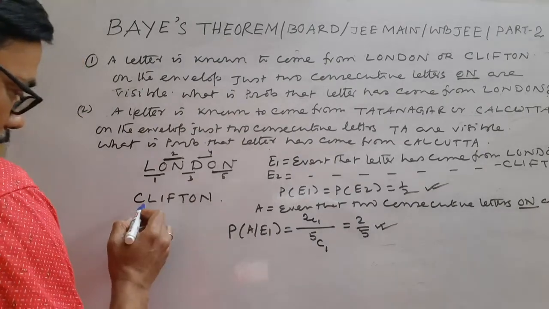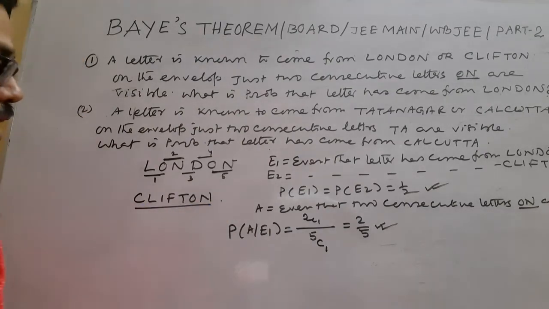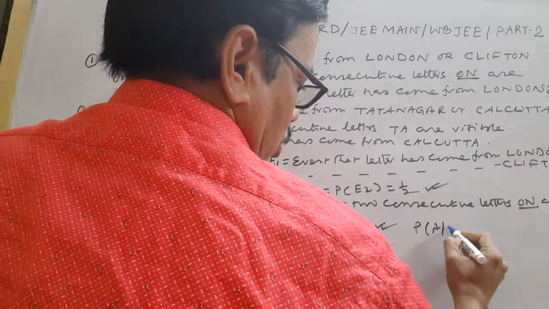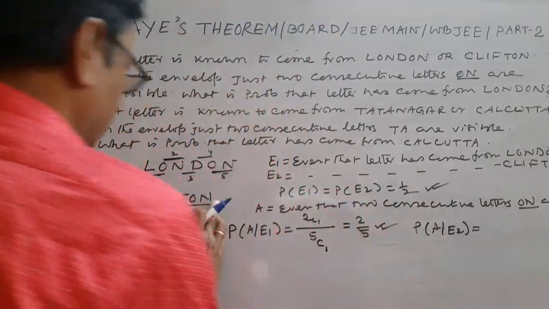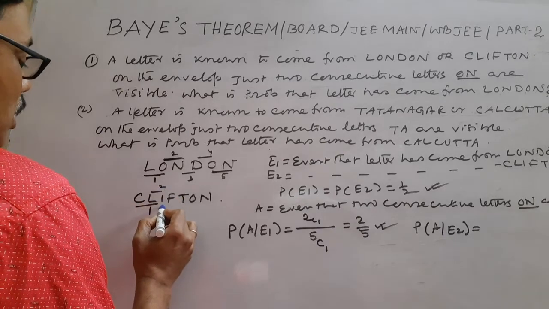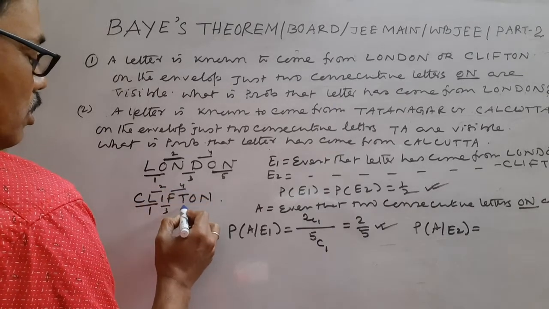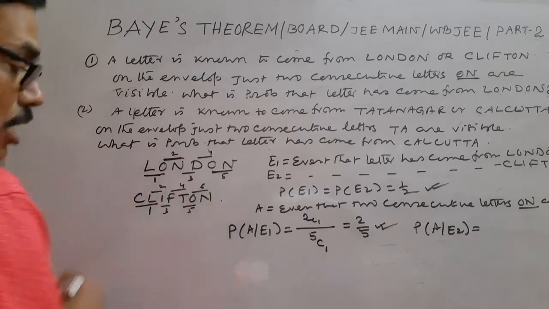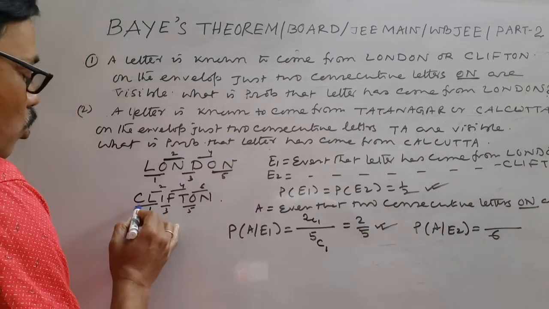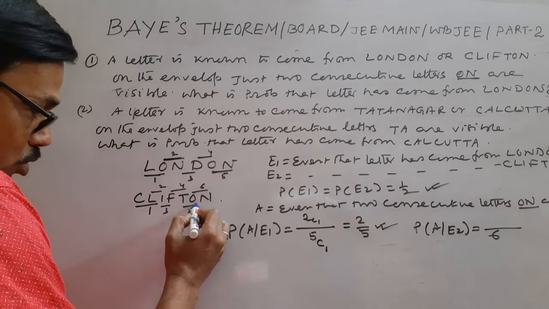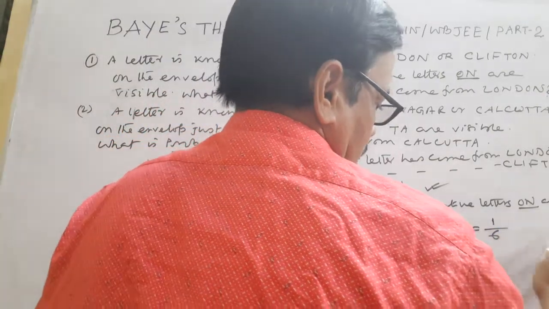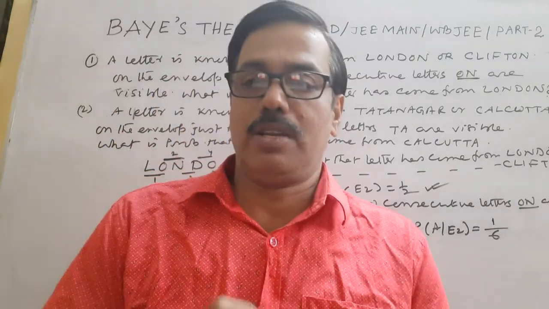Now in Clifton, 7 letters. So how many consecutives? So P(A|E2). 7 letters, so it will be 6. Let us verify. This is 1, this is 2, this is 3, this is 4, this is 5, this is 6. So 6 consecutive letters. You have to take 1. So how many ON? Only 1, that is the 6th one. So this is 1 by 6. So this is to be noted.